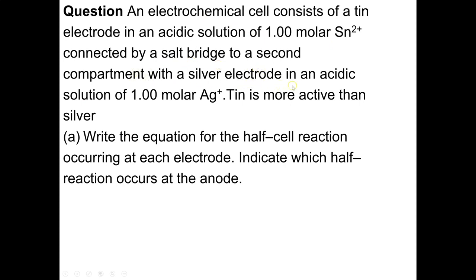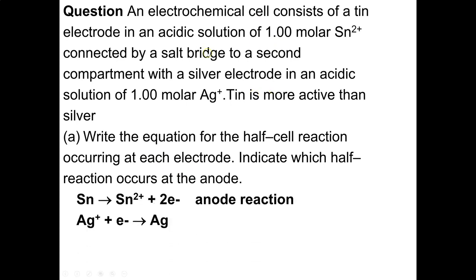Second compartment with a silver electrode in acidic solution. It's more active. Write the equation for the half reaction occurring at each electrode, and indicate which half reaction is at the anode. So you have your tin, you have your silver. All right, so how do we know which one's which? It consists of a tin electrode in acidic solution, 1 molar Sn2+, connected by a salt bridge to the second compartment with a silver electrode in acidic solution.